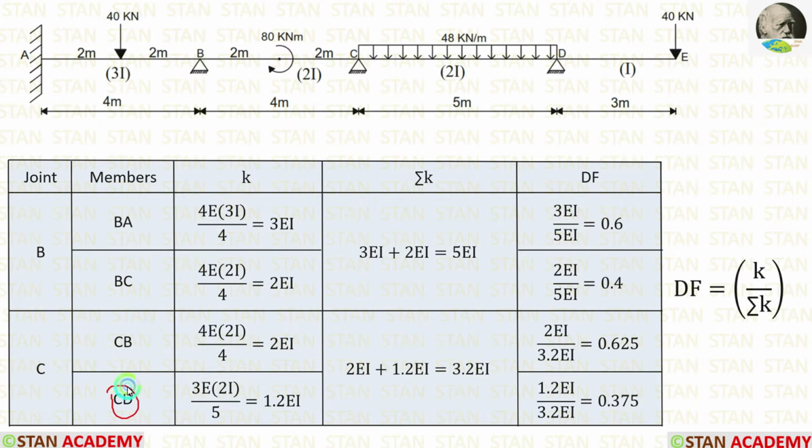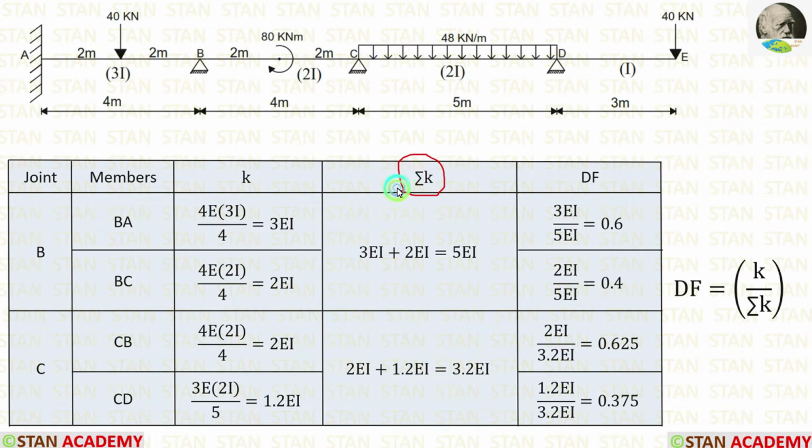Now let us calculate for CD. For that, from the joint C, we have to look at the point D. At the point D, we have a hinged support. If the far end is hinged, the formula is 3EI by L. The length of CD is equal to 5 meter. The moment of inertia is 2I. We can apply. Finally, we are getting the stiffness for CD is equal to 1.2 EI. We cannot consider the point D as continuous because after the point D, we only have an overhanging span. In this case, we cannot consider the point D as continuous.